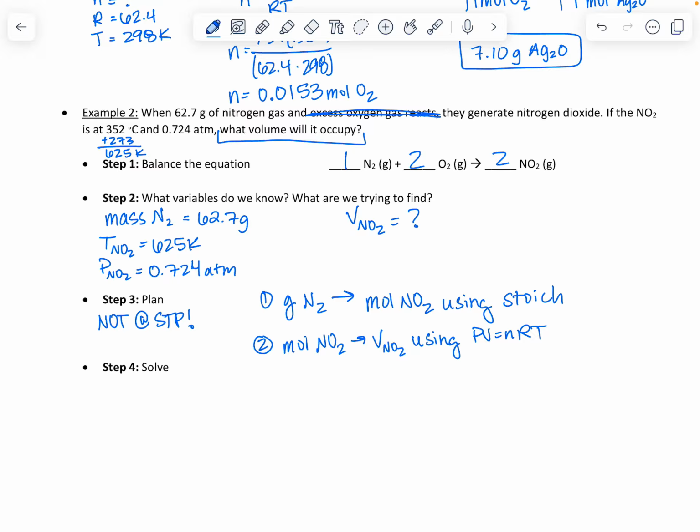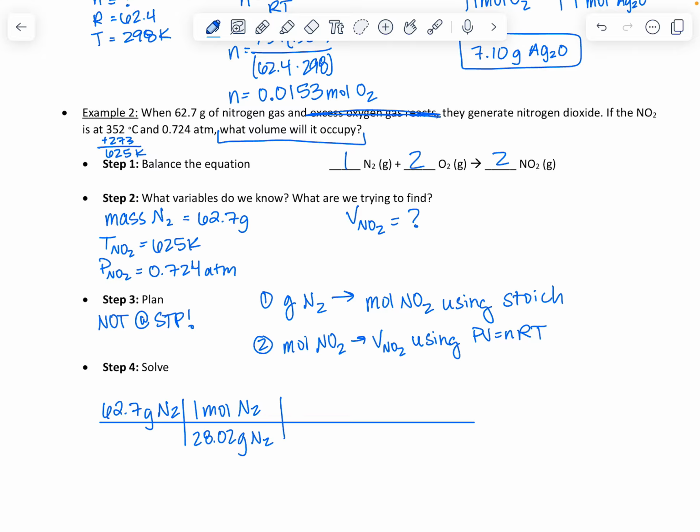All right, so step 1, we said we're going to need to do stoichiometry, so we're going to need train tracks. We're going to start with 62.7 grams of nitrogen. To go to moles, we need the molar mass. Remember that this is N2. So you're going to take the mass from the periodic table, 14.01. You're going to double that. So it should be 28.02 grams of N2, and that goes on the bottom so that our units can cancel. And that's grams per mole, so this is 1 mole of N2.